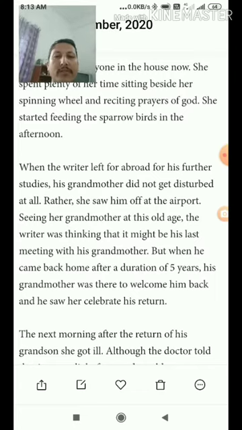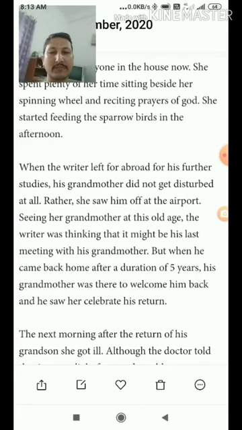When the writer left for abroad for his further studies, his grandmother did not get disturbed at all. Rather, she saw him off at the airport. Seeing her grandmother at this old age, the writer was thinking that it might be his last meeting with his grandmother.